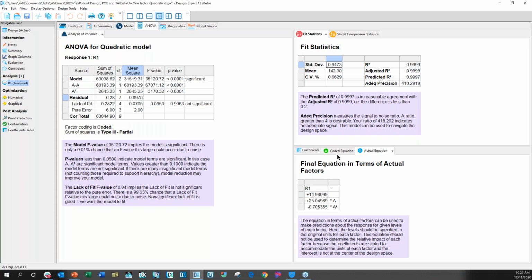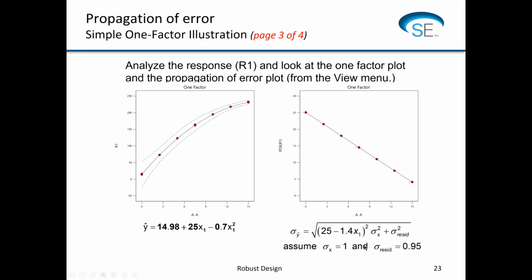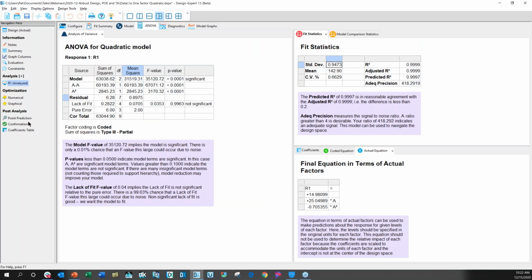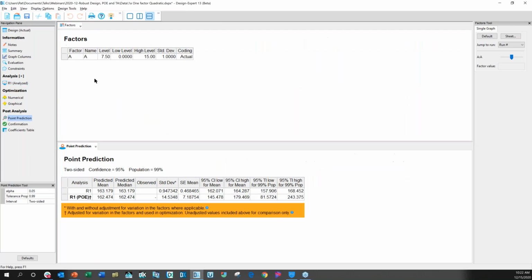There it is. The standard deviation that's left over after fitting the model is 0.9473, or I rounded it off to 0.95. Okay. Now you can also go to the point prediction and see what that error is. So if I go to the point prediction, that 14.5 is the error when the A is set to its midpoint, 7.